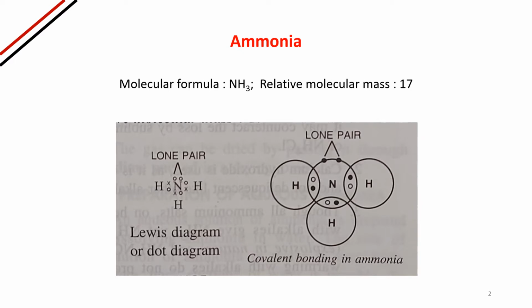The molecular formula of ammonia is NH3. Its relative molecular mass is 17. The bonding of ammonia is a covalent bond. It has a lone pair of electrons. This is the Lewis diagram or dot diagram for ammonia, and this is the covalent bonding in ammonia.